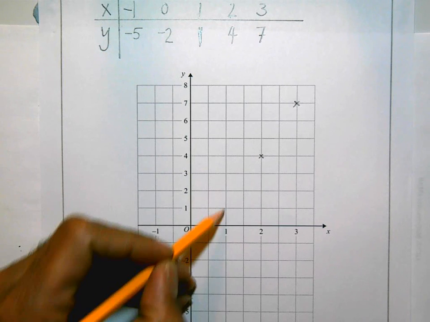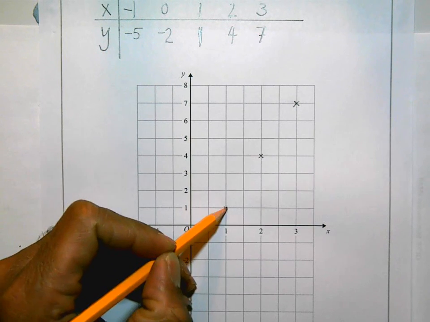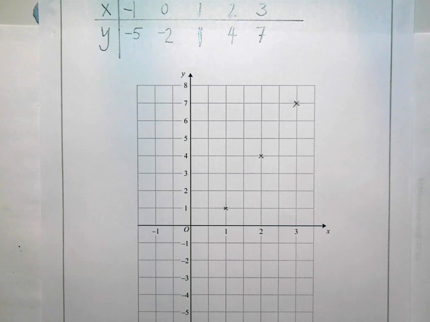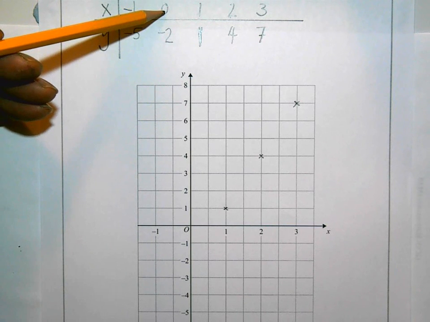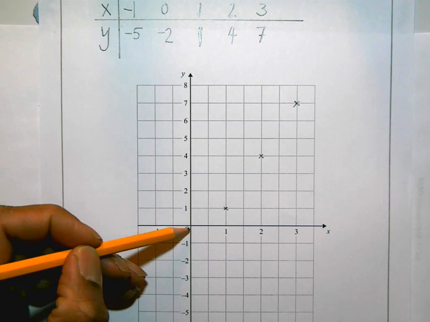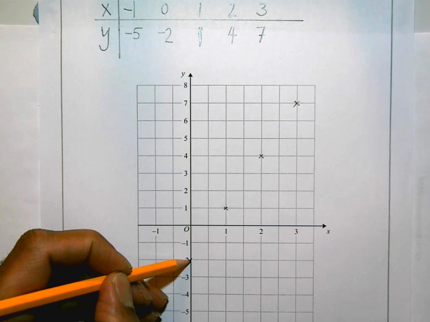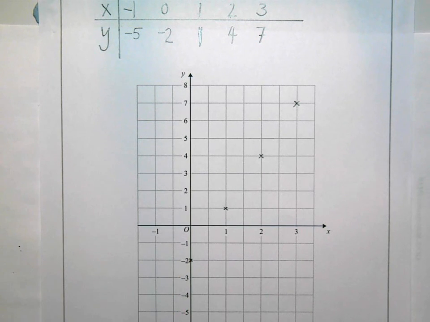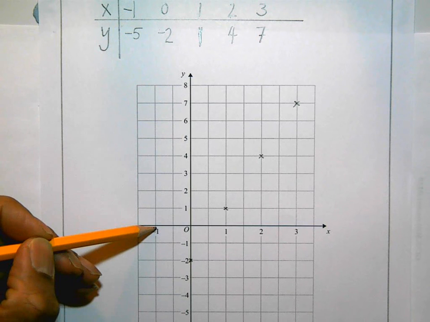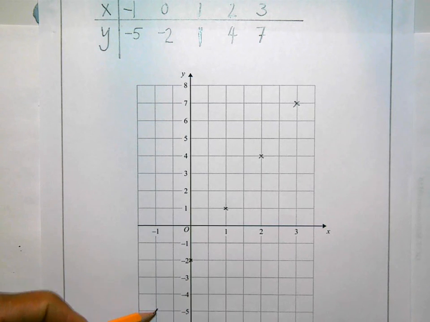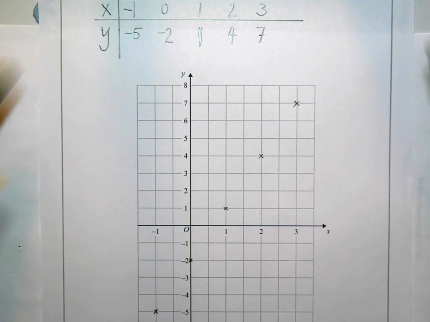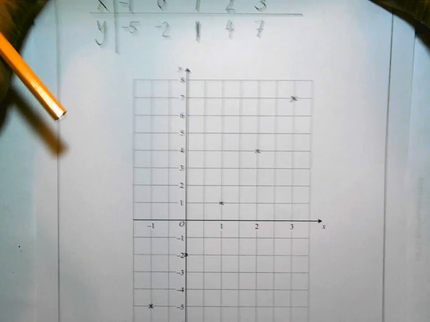Now I actually have sufficient points there, enough points to make my straight line, and I could see they're forming up into a straight line. I'm just going to put in the rest. 0 minus 2, that's that one there, and finally -1 minus 5, and that's just off the camera. I could move it up there. We've got all the points.